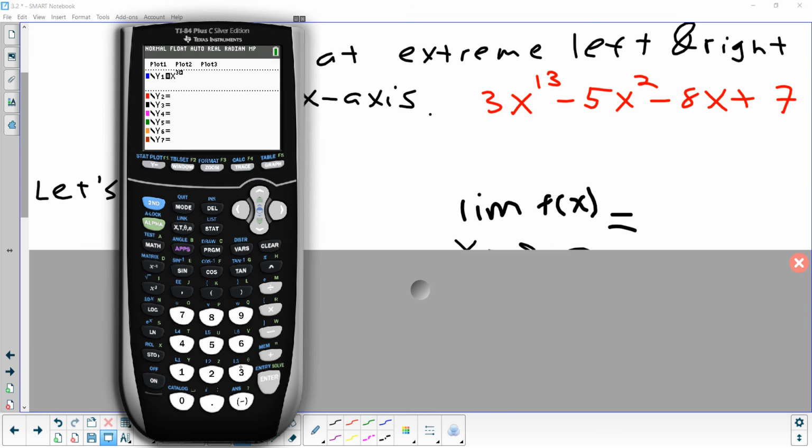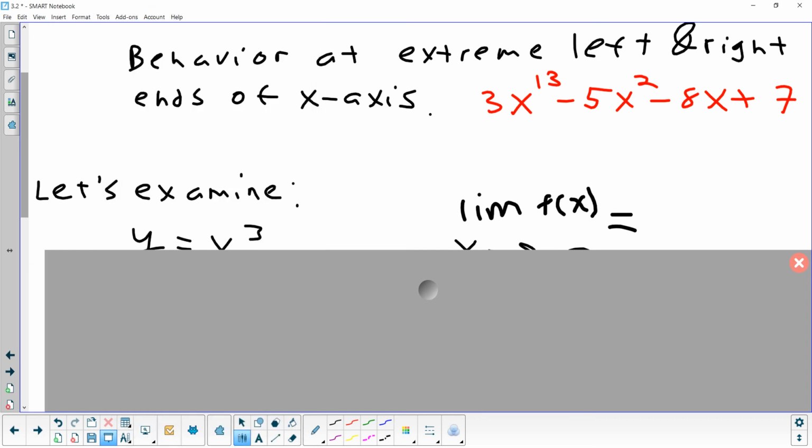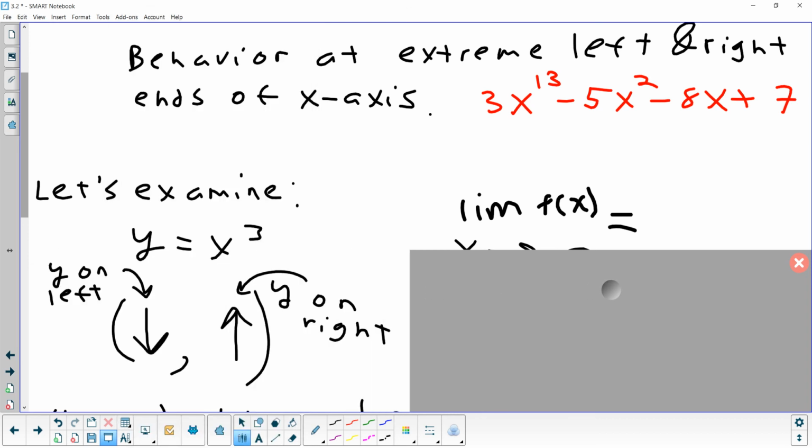Right, so the simplest cubic that you can have. The behavior here is down on the left, up on the right, and it never really takes a turn in the middle. We know that cubics can, but this one doesn't. So one way we can describe the behavior is using this notation, using these arrows.